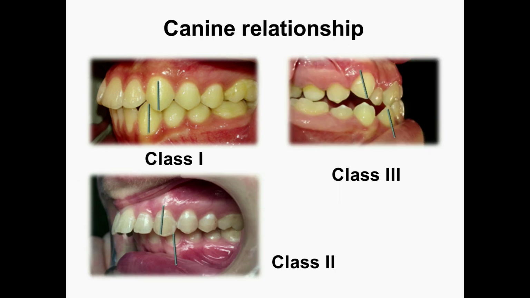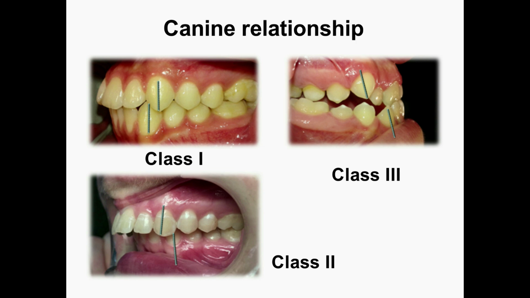Canine relationship. Class 1: the upper canine occludes in the embrasure between the lower canine and the first premolar. Class 2: the upper canine occludes anterior to that position. Thus, the distal surface of the lower canine lies posterior to the mesial surface of the upper canine by the width of a premolar. If it is less than the width of a premolar, it is given the term tendency towards class 2.